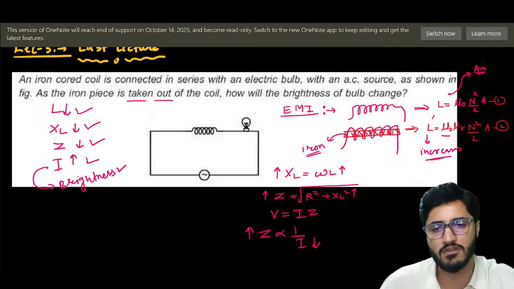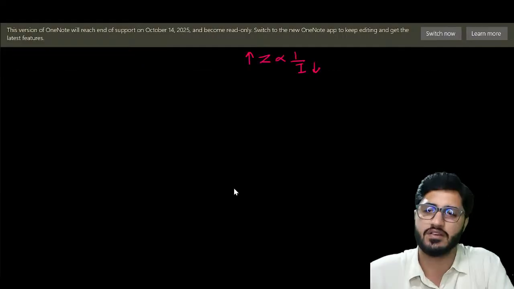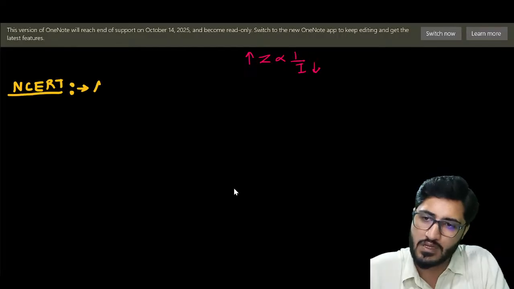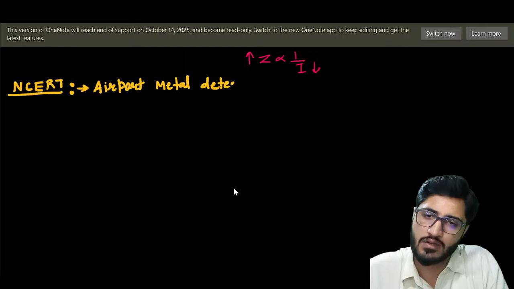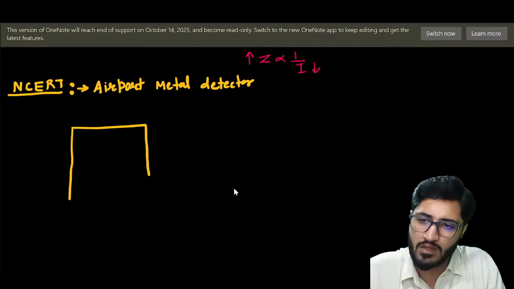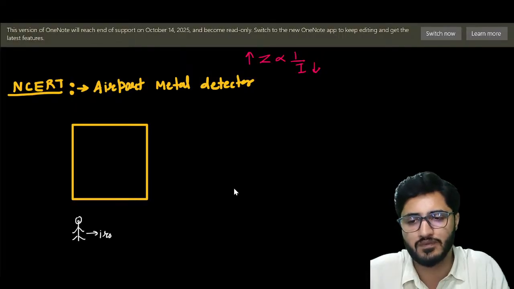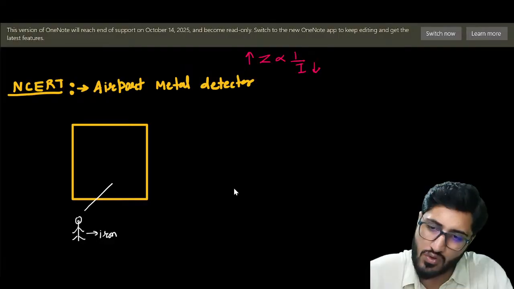We have one more thing in your NCERT: the airport metal detector. Suppose we have a metal detector. This is my metal detector. Here we have a person, and this person is carrying some iron. This person tries to cross the metal detector.